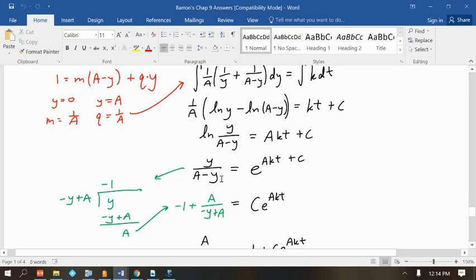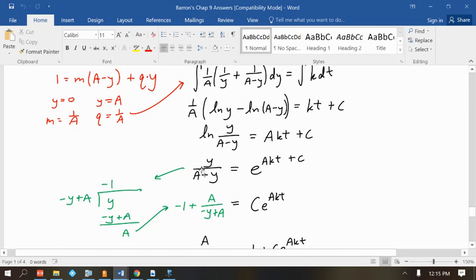Now, how can I go about solving this equation for y? Because that's what you want to do, is you want to have it say y equals, right? I'm trying to solve dy dt for y equals. I'm trying to solve y prime for y, solving the differential equation for y. Well, notice this y divided by a minus y is a fraction, okay?